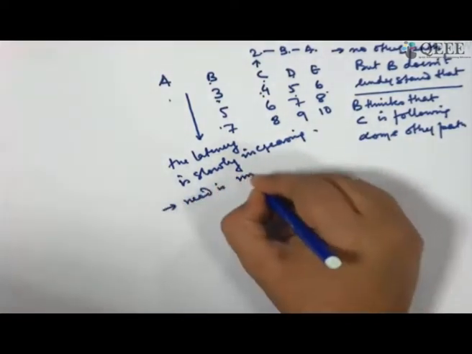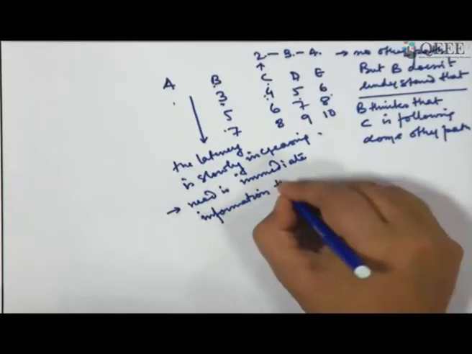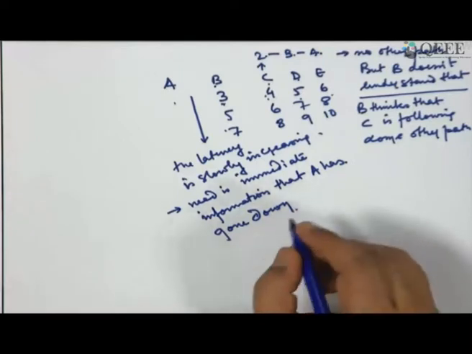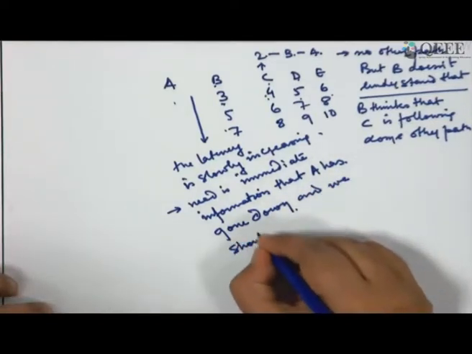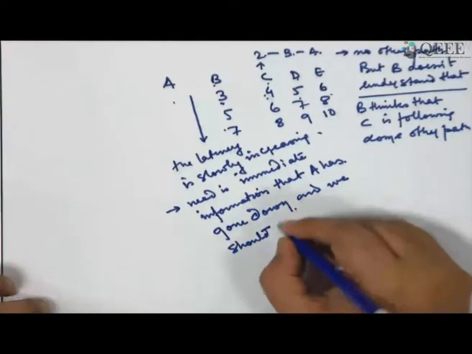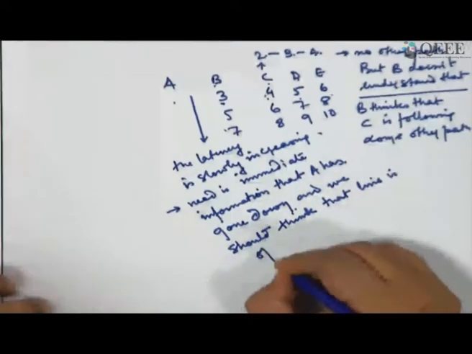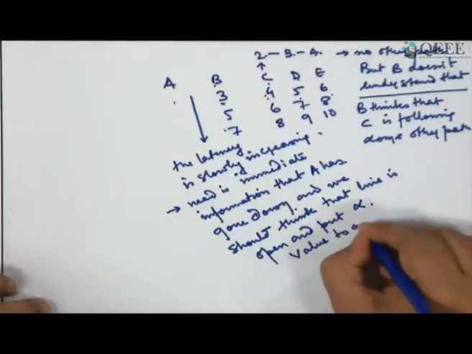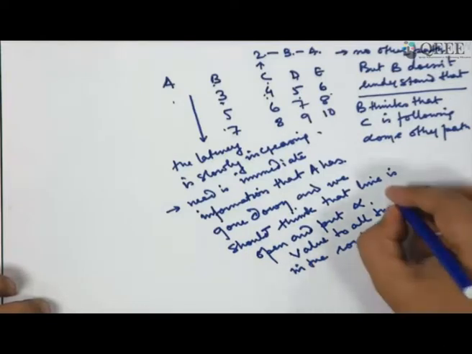Okay. What we need is immediate information that A has gone down, and we should think that the line is open and put an infinity value to all the rows in the routing table, all the A rows in the routing table.